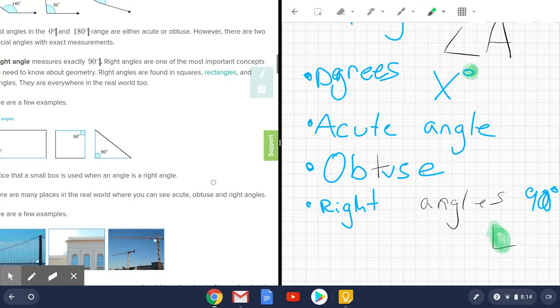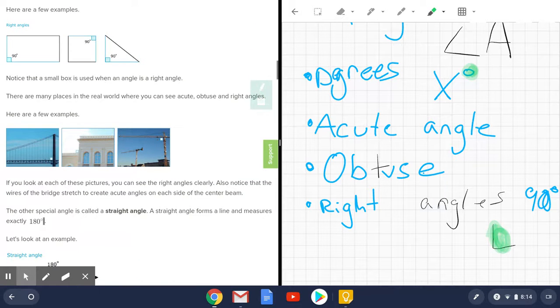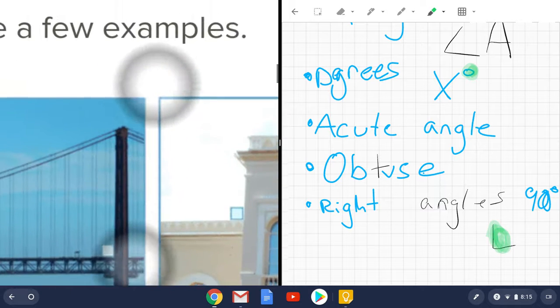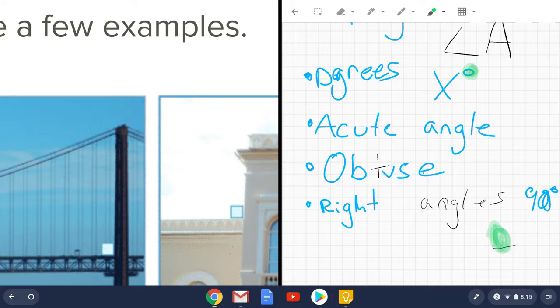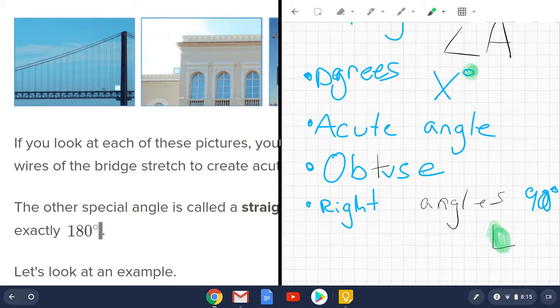There are many places in the real world where we can see acute, obtuse, or right angles. Here are some examples. If you look at each of these pictures, you can see right angles clearly. Also notice that the wires of the bridge stretch to create acute angles on each side of the center beam. Those are less than 90 degrees.